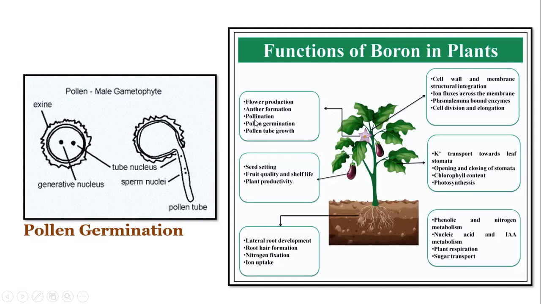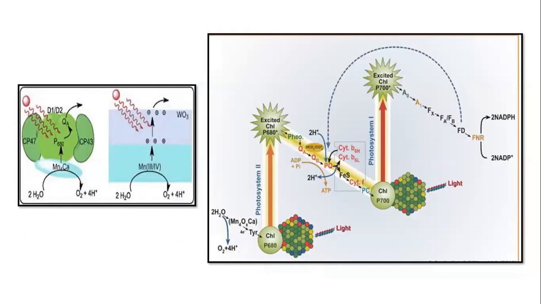Besides pollination, it also affects various other functions. You can see here flower production, anther formation, pollen tube growth. These are all parts of pollen germination basically, related to pollen germination, right?